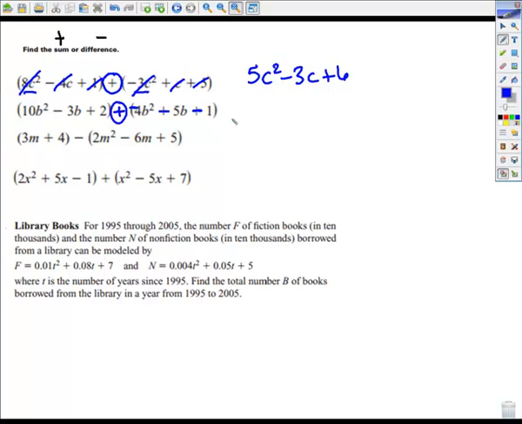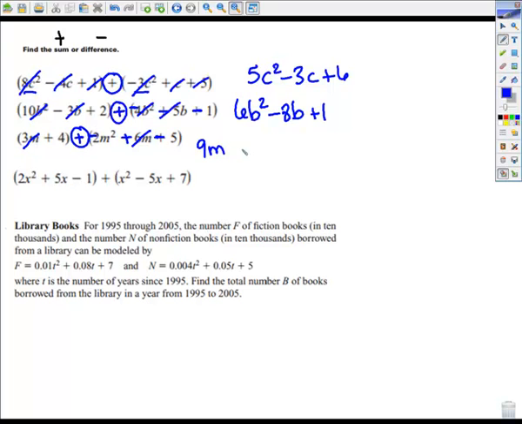10b squared plus negative 4b squared is 6b squared. Negative 3b plus negative 5b is negative 8b. And 2 plus negative 1 is 1. Another subtraction, so I'm going to subtract or take the opposite of everything in the subtracted polynomial, turn around and add. I have a 3m plus 6m is 9m.